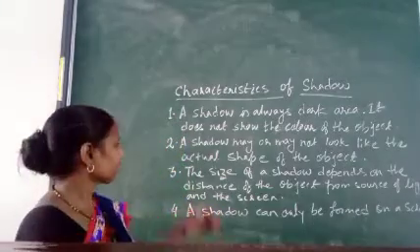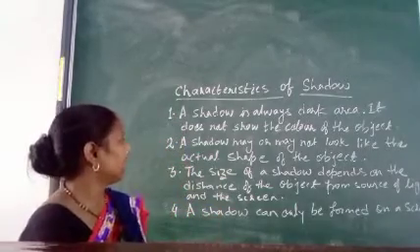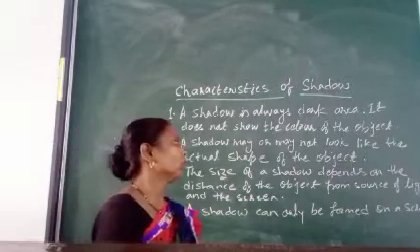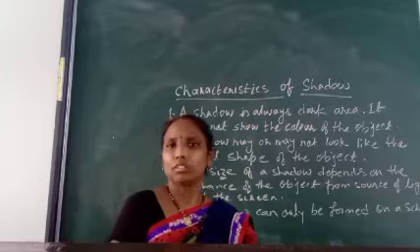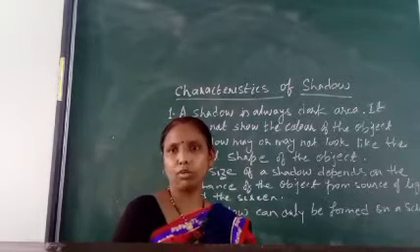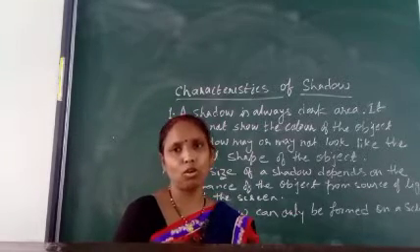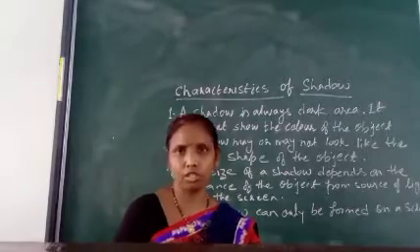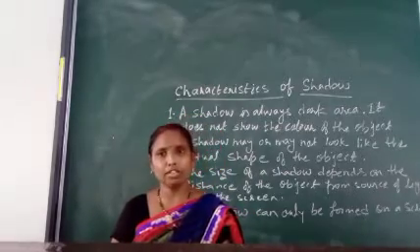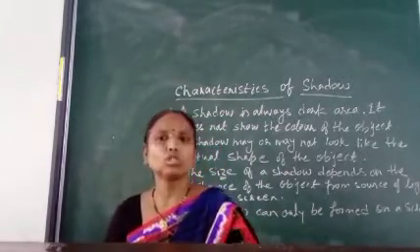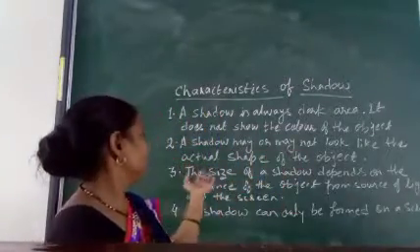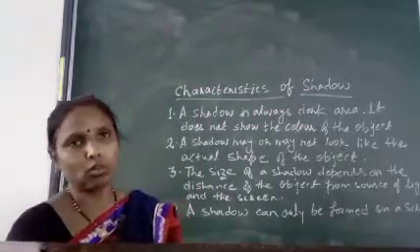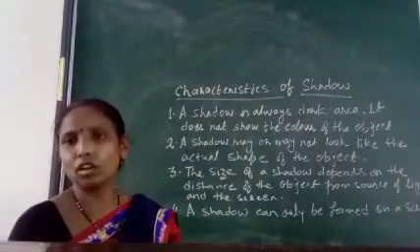Is it clear? The second characteristic is that a shadow may or may not look like the actual shape of the object. The shape of the object in the shadow may not be what the actual shape of the object is. You can do this experiment at your home and check that the shape and size of the object while forming the shadow does not always look like the object.